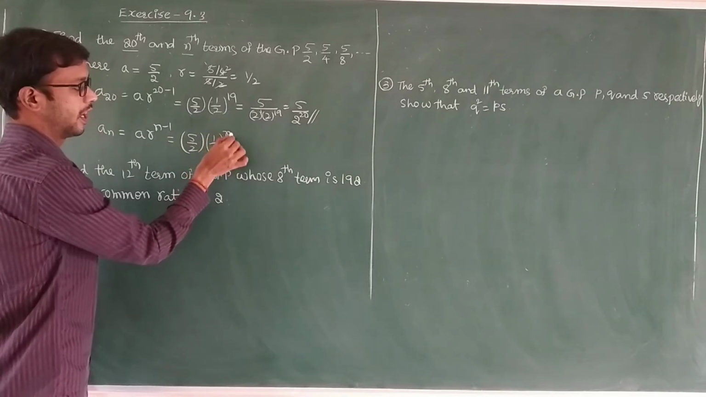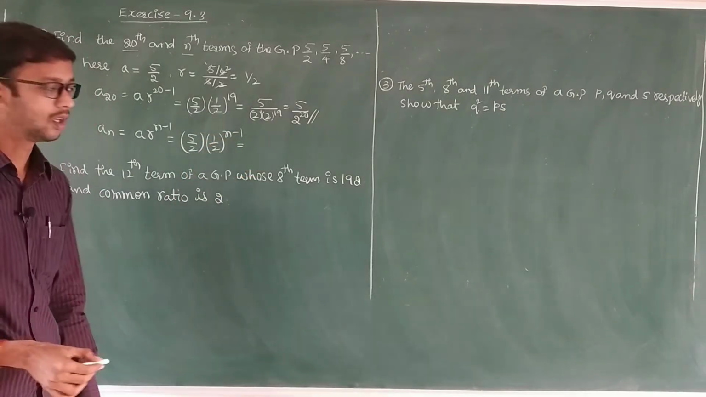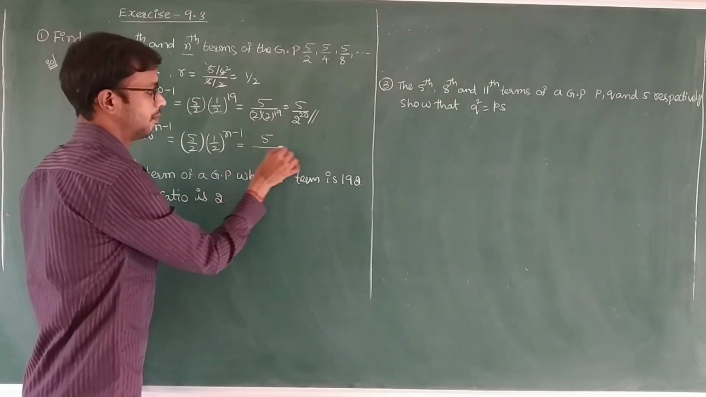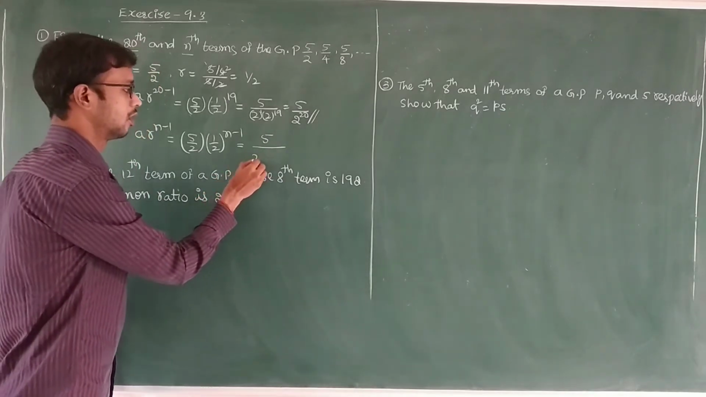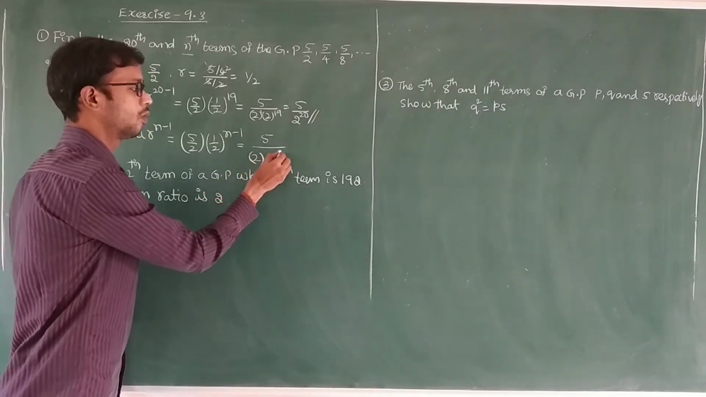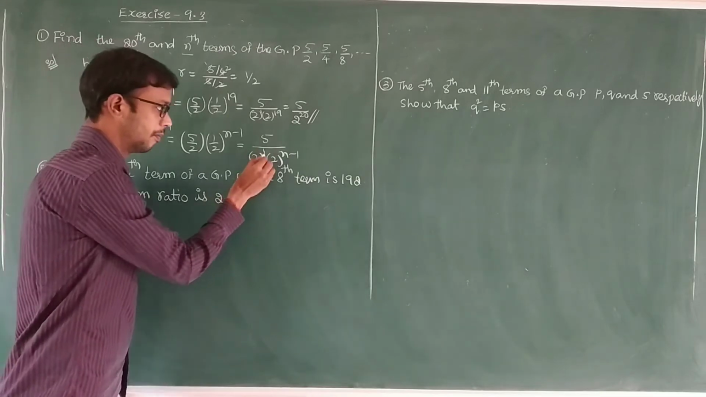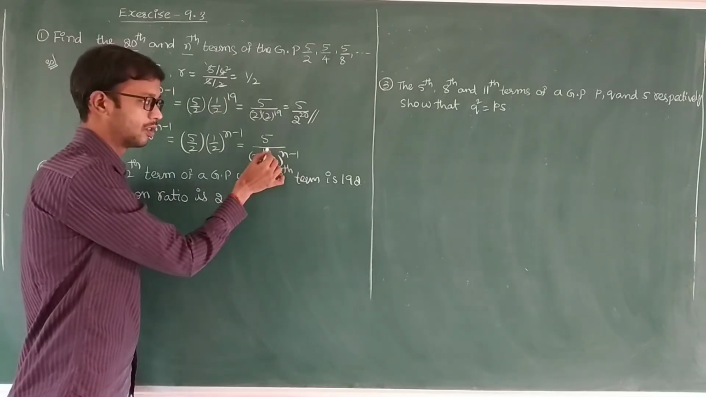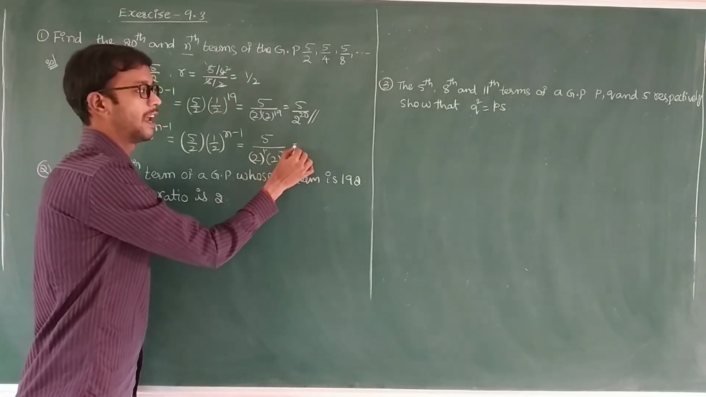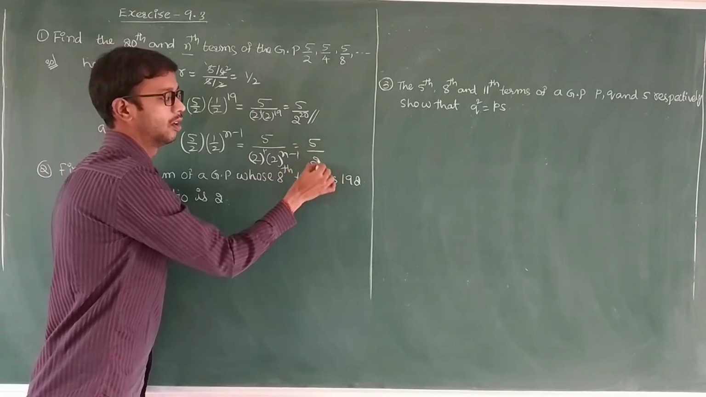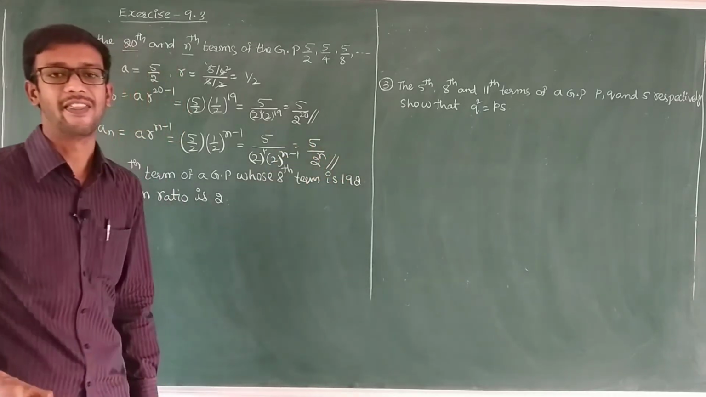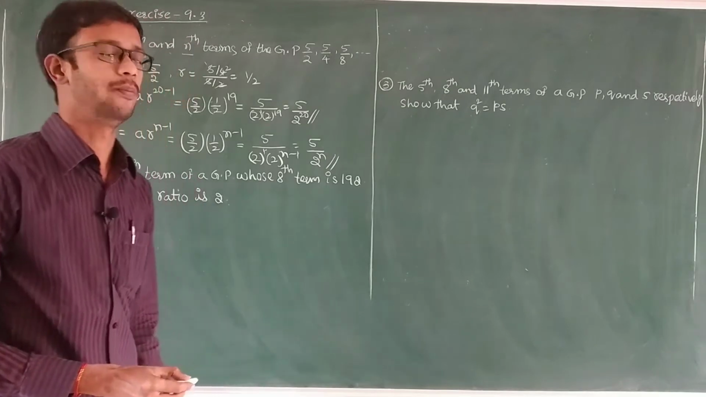Next, the 10th term. The nth term formula, A into R power n minus 1: 5 by 2 into 1 by 2 power n minus 1. So now next step, 5 by 2 into 2 power n minus 1. Bases are equal, power should be added, plus 1 minus 1 cancel. So 5 by 2 power n is the nth term of the given GP.